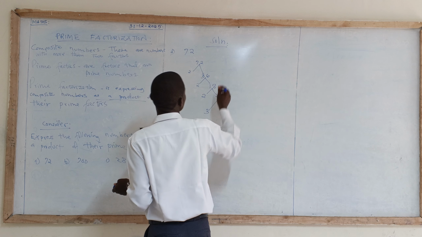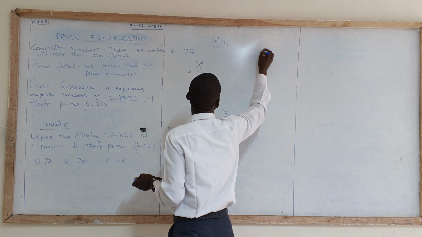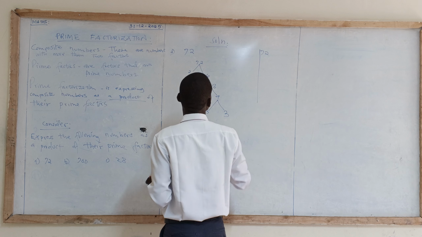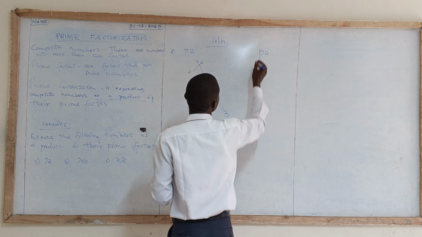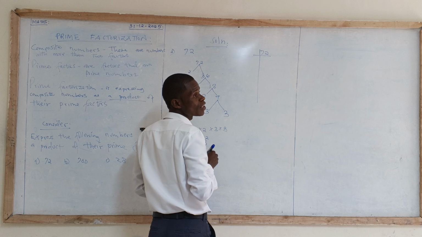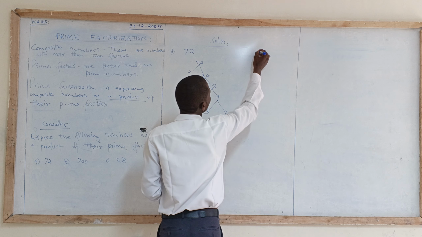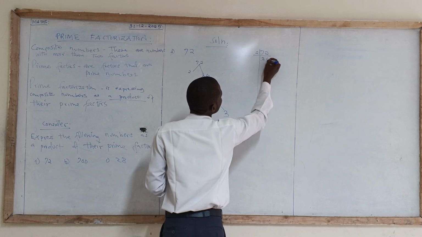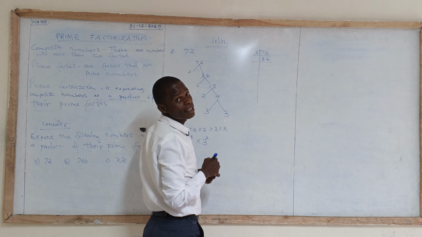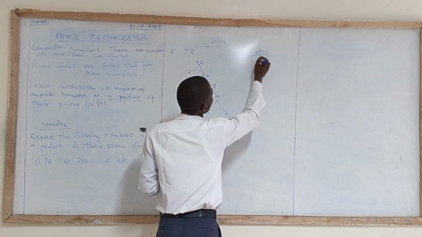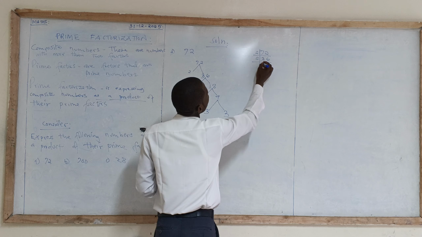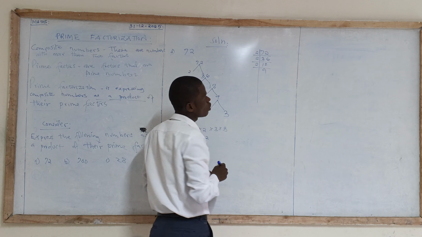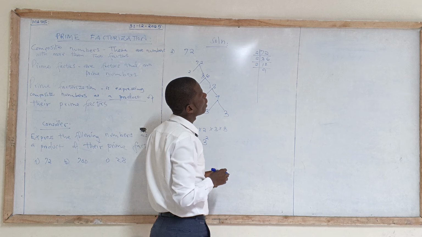Come to the next method. This was the factor tree. Let's move to the table method. I have 72. The smallest prime number that I can divide it by is 2. 2 divides 72 giving 36. Next, 2 can divide 36, giving 18. Then the same 2 divides 18, giving 9. So 2 cannot divide 9.